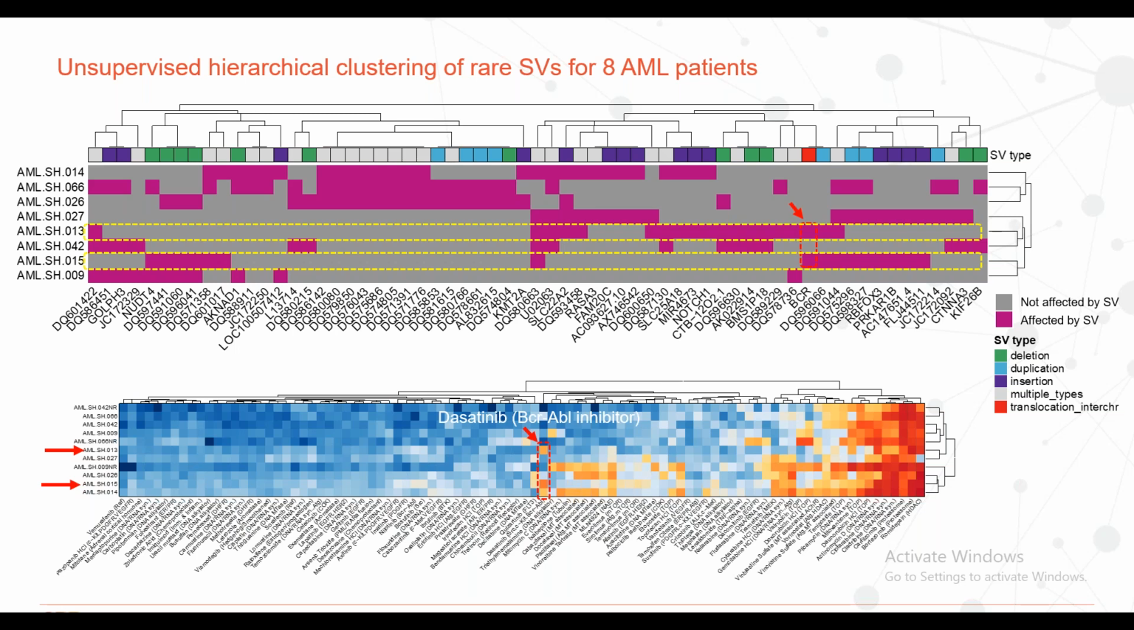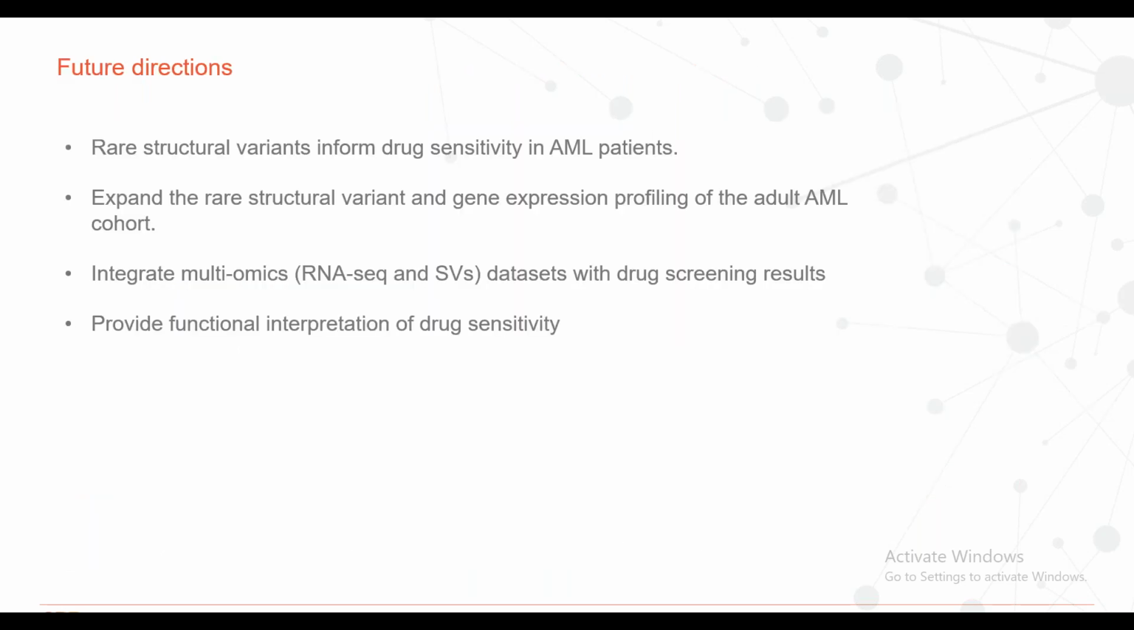And also, as I mentioned, we're looking to expand the structural variant and gene expression profiling of the adult AML cohort to increase our statistical power and eventually integrate the multi-omics, the RNA sequencing and structural variants that are in the pipeline, and integrate them with the drug screening results to provide a functional interpretation of the drug sensitivity results.